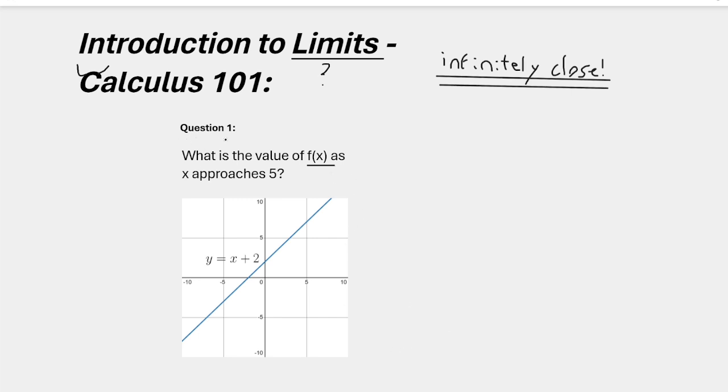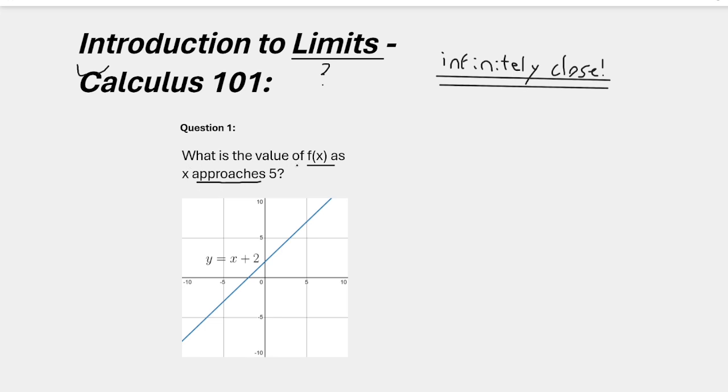All right, so we have question 1 here. What is the value of f of x as x approaches 5? So we have y is equal to x plus 2. That gives us a simple linear function. And let me tell you, in calculus, linear functions are like an utter unicorn. So I recommend that we all take a moment to savor this before we move on.